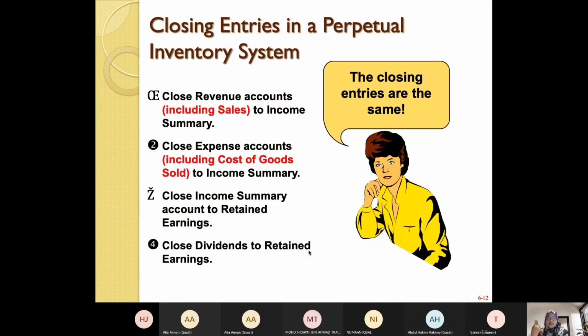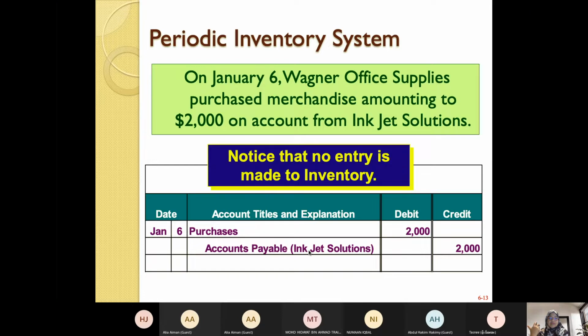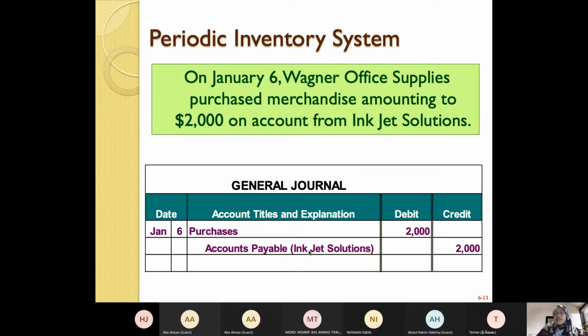Right. And then you're going to close, never mind, don't worry about closing your entries. So you close your entries so that you can prepare your financial statement. Right? Periodic inventory. All this while that we have discussed, you have your COGS and your inventory under perpetual. But for the periodic inventory system, remember it's for small companies, which means the transaction is simpler.